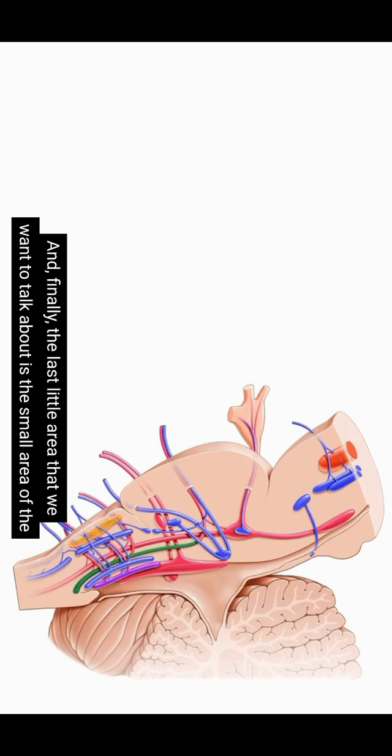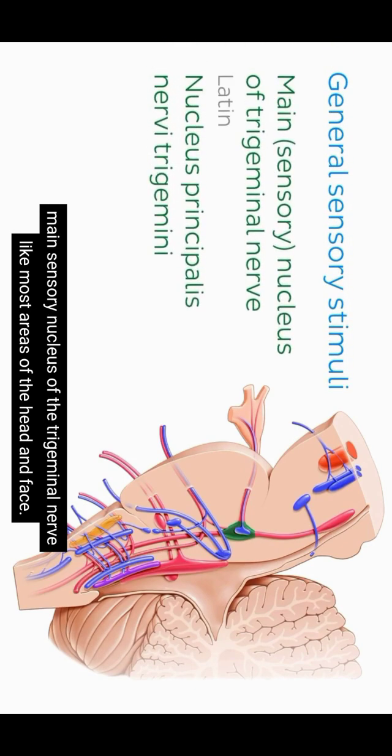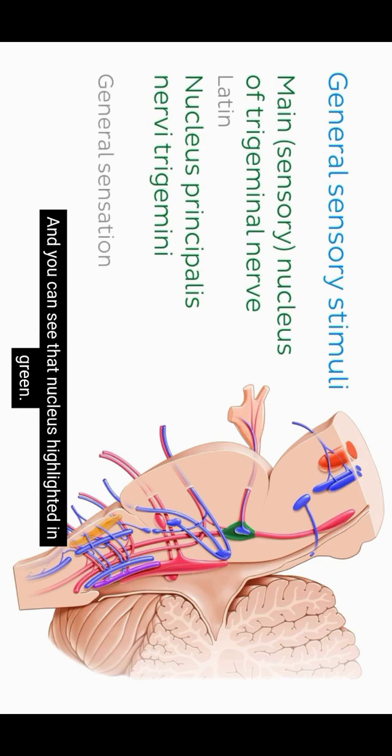And finally, the last little area that we want to talk about is the small area of the external ear that conducts general sensation by the facial nerve. This comes from the main sensory nucleus of the trigeminal nerve, like most areas of the head and face. And you can see that nucleus highlighted in green.